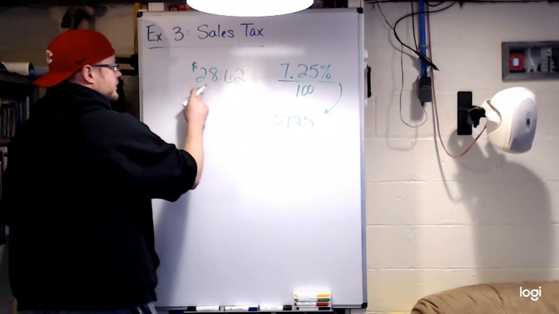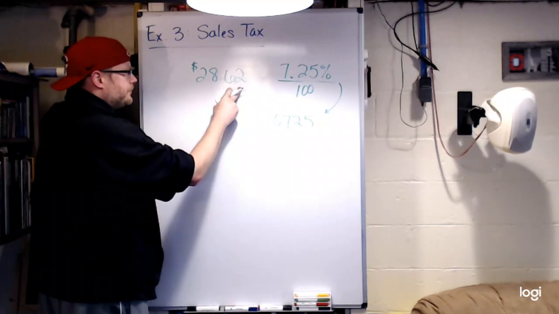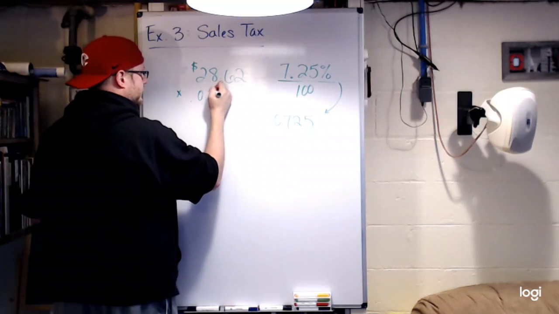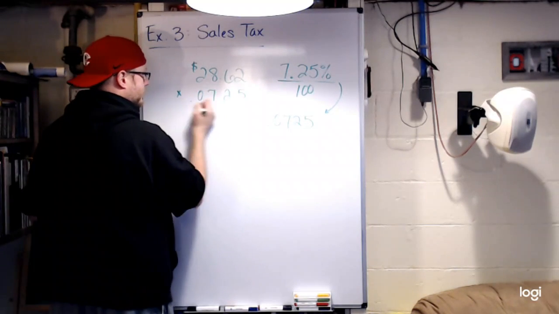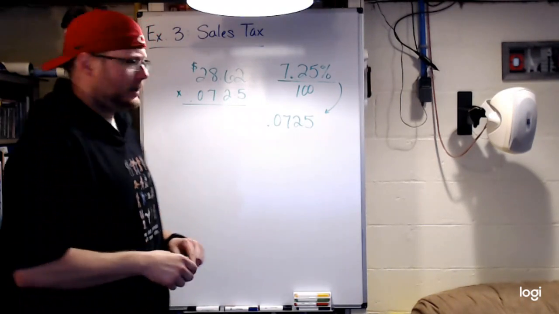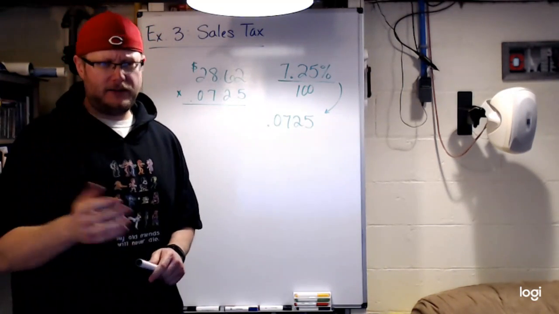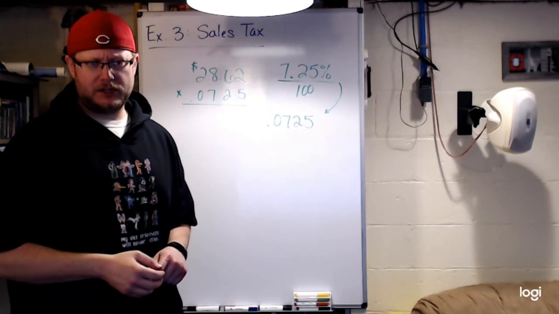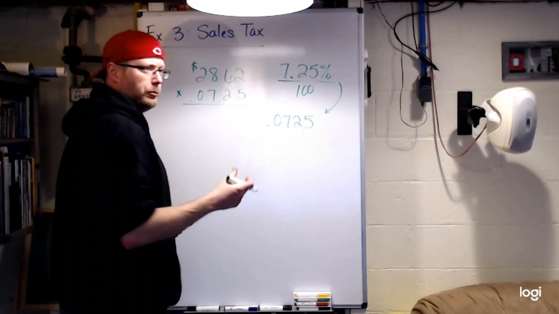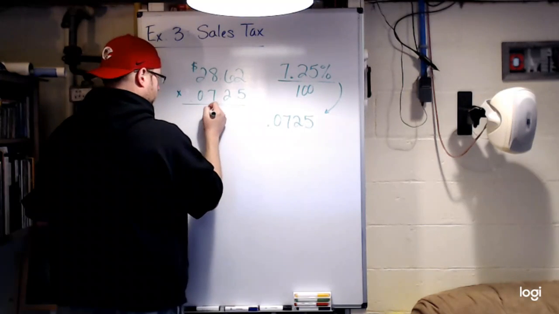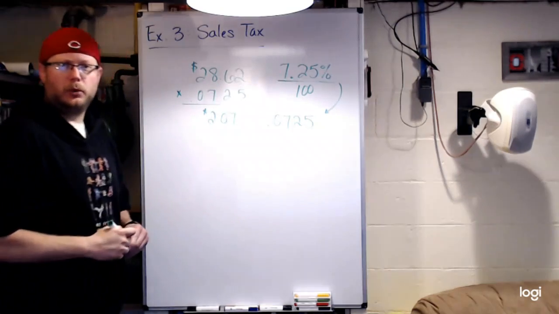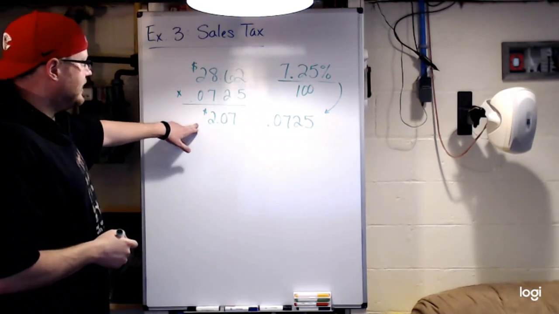0.0725, we just take our subtotal and multiply it by that number, 0.0725. So we take the 2862 times 0.0725. If you're looking with me on the page, it comes up to $2.07. So I'm not going to punch that into my calculator this time. $2.07. So that's the actual sales tax.